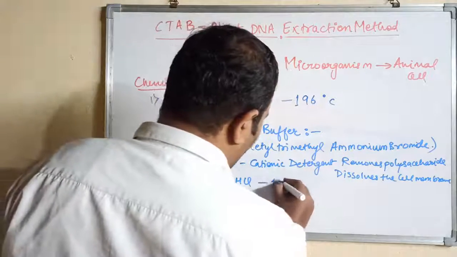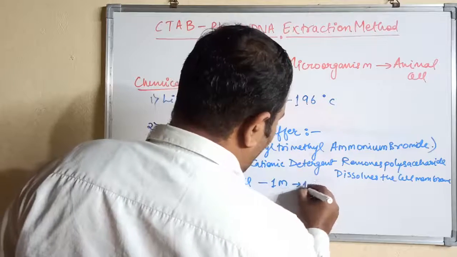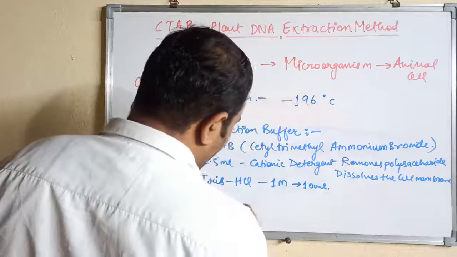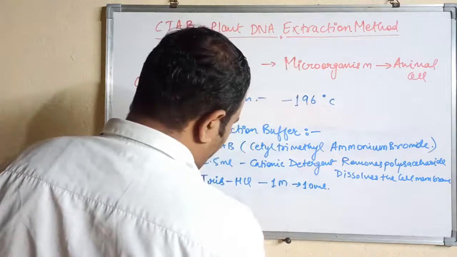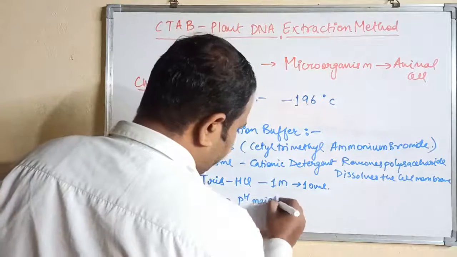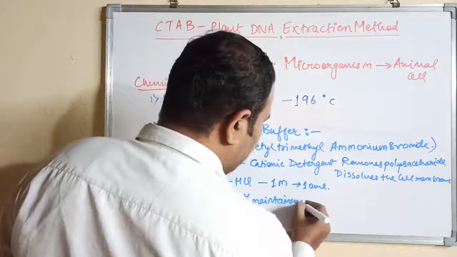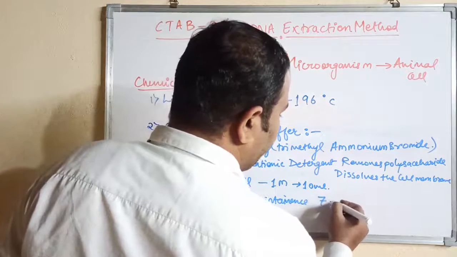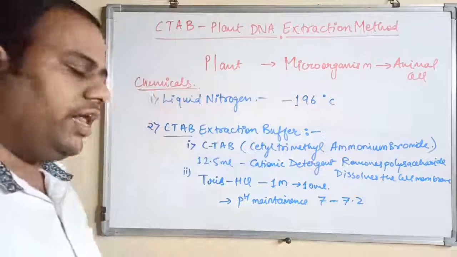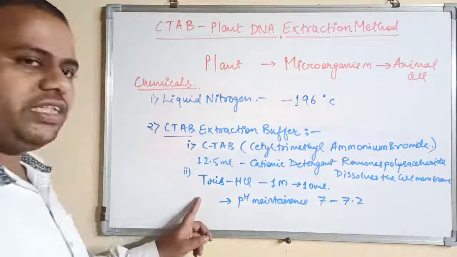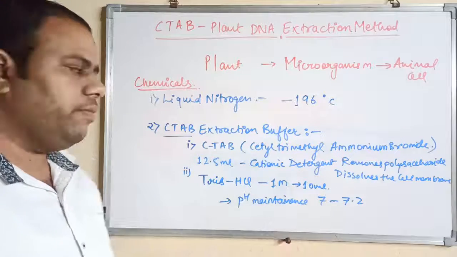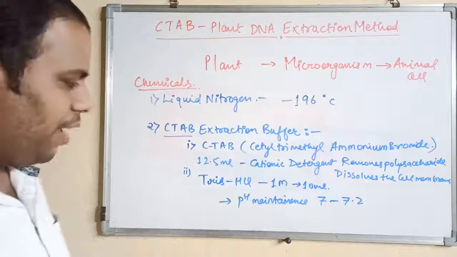That is the second chemical, tris HCl. We have to take 1 molar tris HCl solution of 10 ml, so in 10 ml solution the concentration should be 1 molar. What is the role? It helps in pH maintenance. The ideal pH of 7 to 7.2 is maintained here, in which our DNA remains intact. So the role of tris HCl is to maintain the DNA. So we require tris HCl in 10 ml amount in this CTAB extraction buffer.